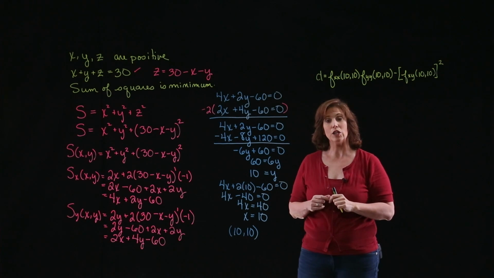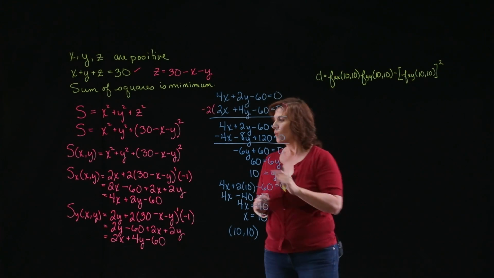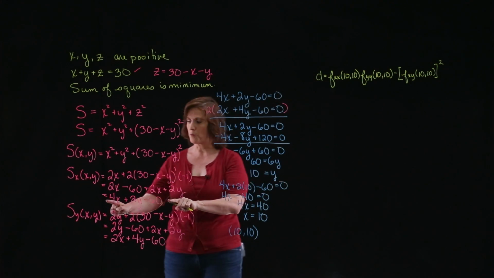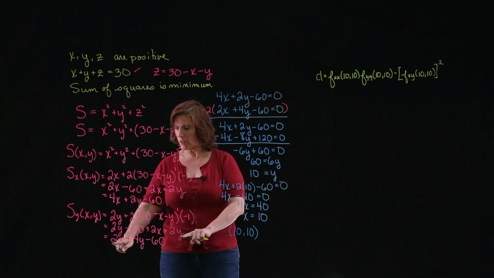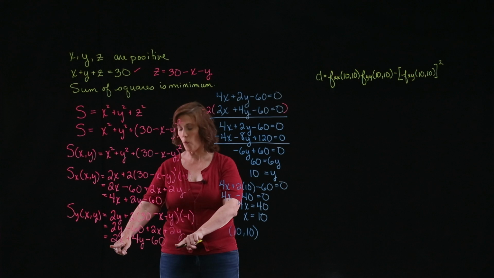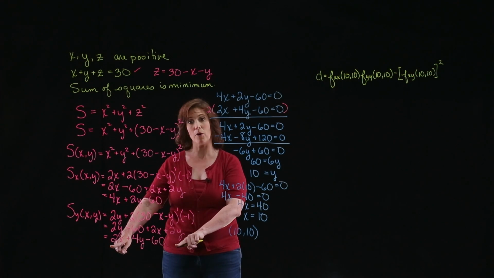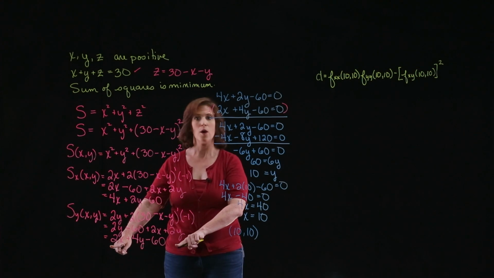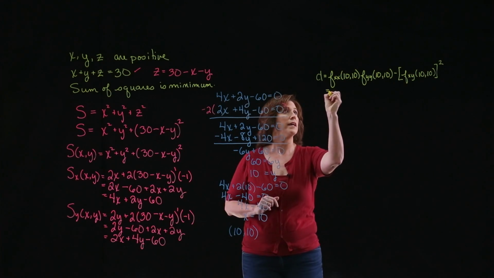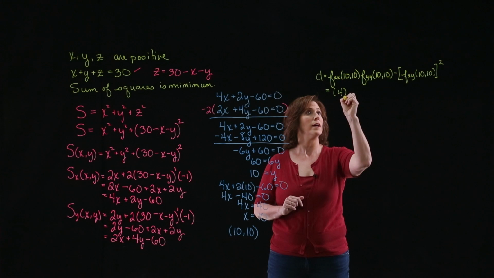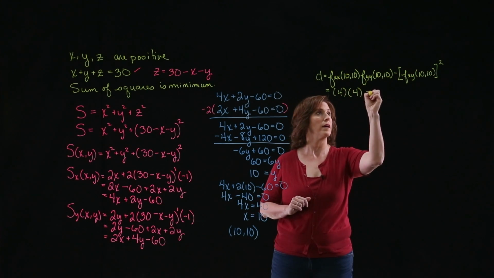So let's go ahead and take a look at those second partials. Well, here's my first partial with respect to x. The second partial is just going to be a 4, and it doesn't matter what point I plug in, (10, 10) or any other value, the second partial is going to be 4. And if I look at the second partial with respect to y down here, again, the second partial with respect to y is also 4, regardless of what point you plug in. So the first part of this formula is just 4 times 4.